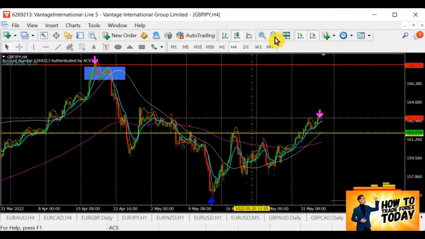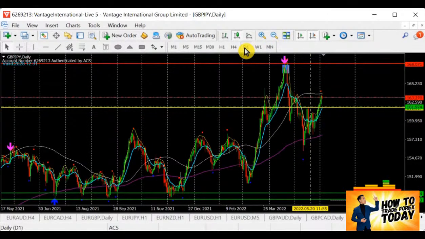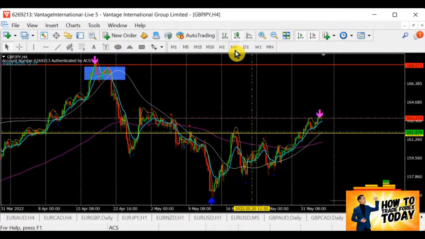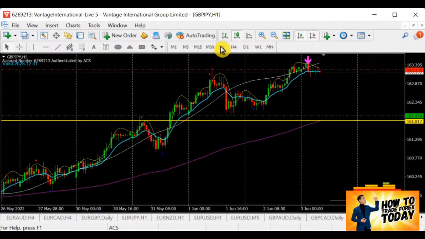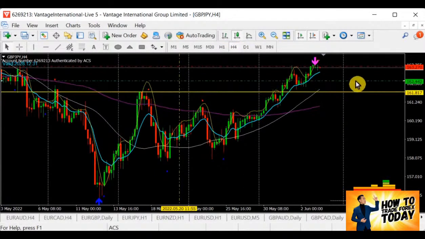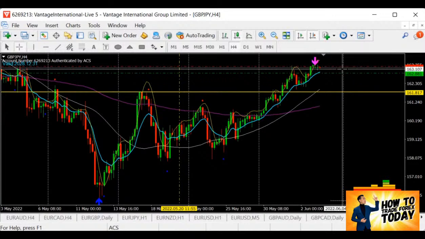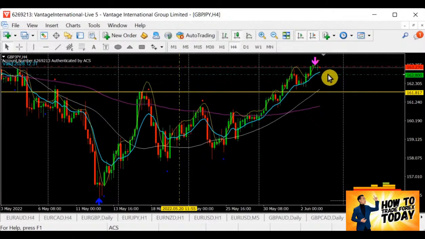Right now we are on the resistance. If you are going to trade a pullback from this pound yen, I will say there may be a chance. For this pullback, where is the support level? It's actually quite near, about 35 pips to go. In this 35 pips, you may experience a rejection and continue the buy.